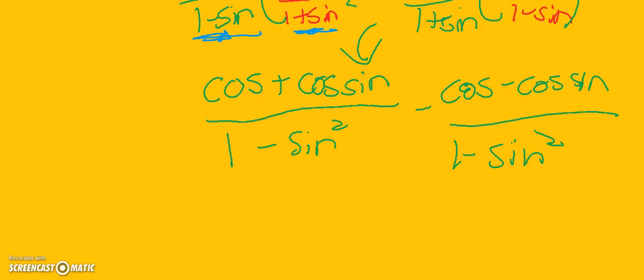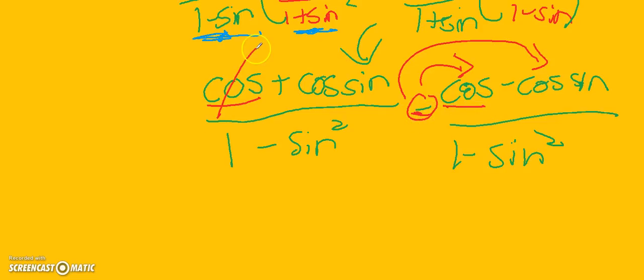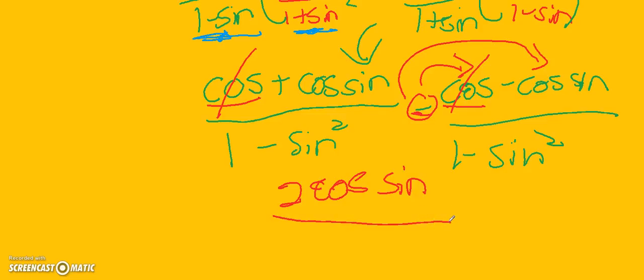Remember, we have to distribute this negative sign to all these terms. So when we subtract, this will become cosine minus cosine, so these will just cancel out. And this will become cosine minus cosine of sine. So this will simplify down to 2 cosine sine over, and remember our Pythagorean identity.